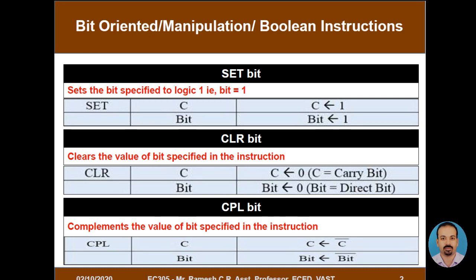Then we have the complement, where the bit specified in the instruction is logically NOTed. A logical NOT operation is performed and the value is updated to that same bit itself. So CPL C means the current value of the carry flag is complemented and updated to the carry flag. And CPL bit means the bit specified, as I told earlier, can be either a bit addressable RAM location or any of the bit addressable SFRs. The bit of the bit addressable SFR is complemented and updated.